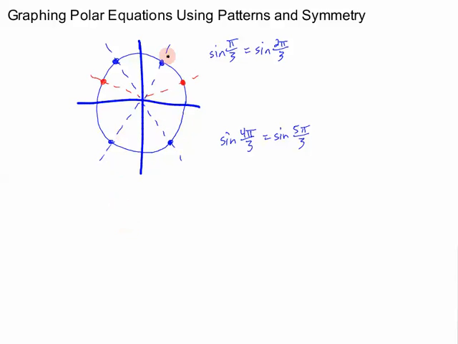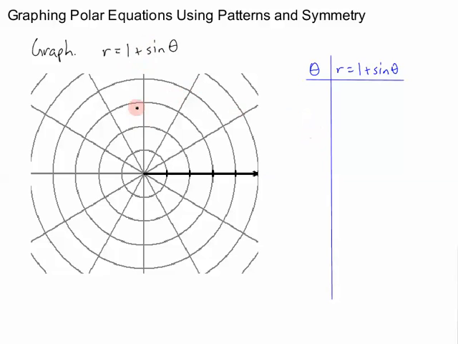For example, in cosine, pi over 3 and 5 pi over 3 have the same cosine value because this is the x-coordinate now, so they both have the same x-coordinate. And 2 pi over 3 and 4 pi over 3 have the same cosine value because they're both negative the same value. So you can do similar things with the cosine function.